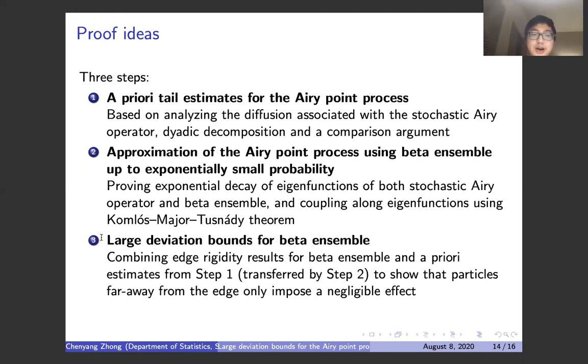And the last part is to establish large deviation bounds for beta ensembles so that we can use step 2 to transfer them to large deviation bounds for the Airy point process. For this part, we need to combine edge-related results for random matrix theory and the a priori estimate from step 1 to show that particles which are far away from the edge will only impose a negligible effect.